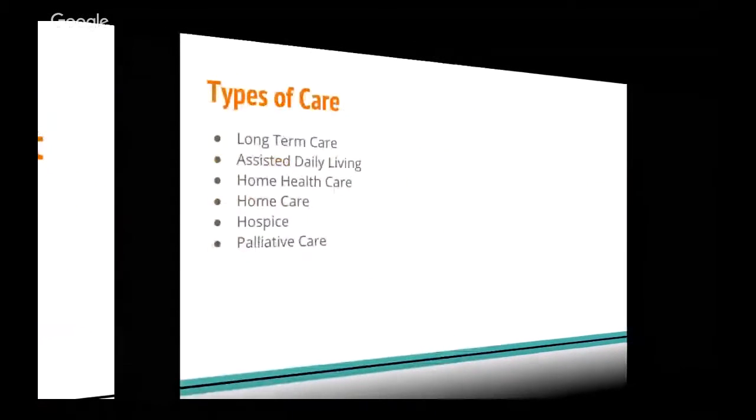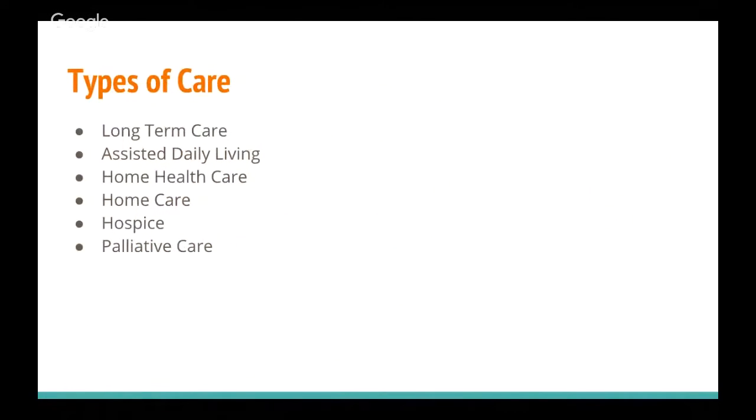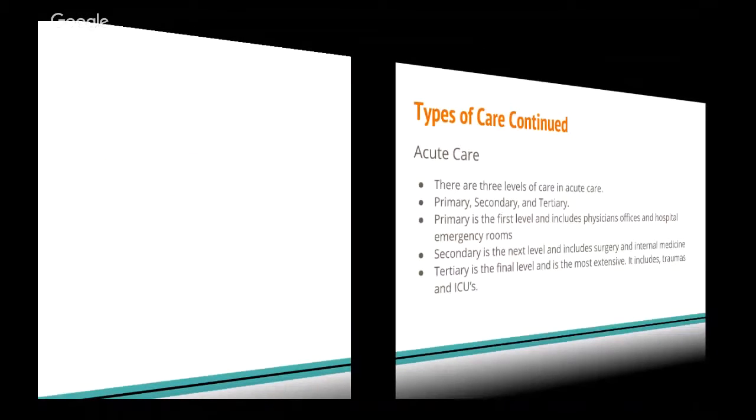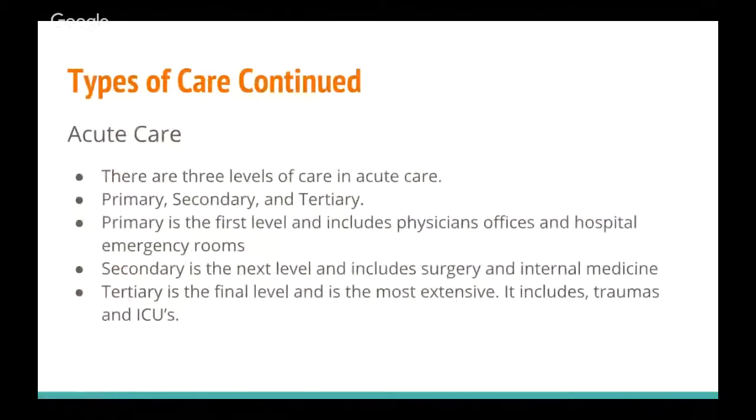So there's different types of care. I included a bunch: long-term assisted daily living care, home health care, home care, hospice, and palliative care. There's also acute care, and in acute care there are 3 levels: primary, secondary, and tertiary. Primary is the first level, and that includes physician offices, hospitals, and emergency rooms. Secondary is the next level, which is like surgery and internal medicine. And tertiary is the final and most extensive level, and that includes traumas and ICUs.